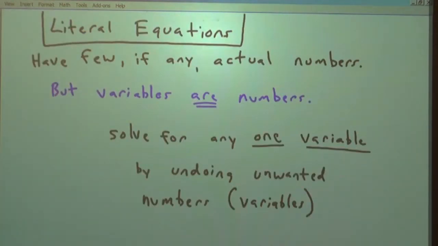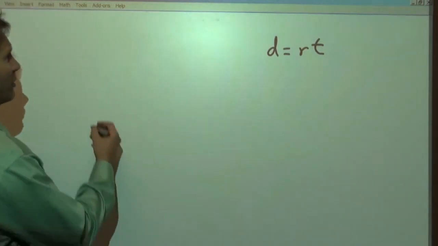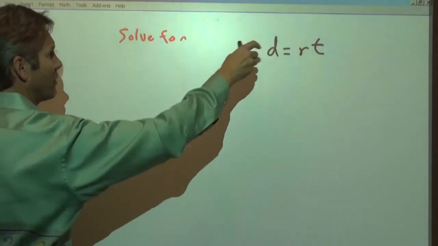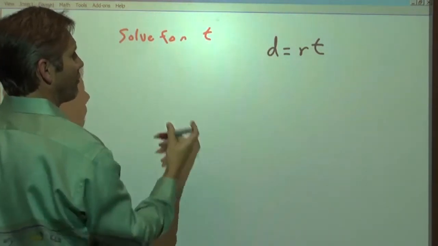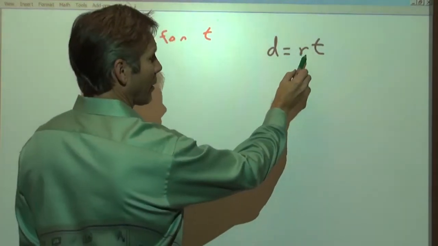So literal equations, they have few, if any, actual numbers, but variables are numbers. So when we solve for any one variable, we're just undoing unwanted numbers or variables by going reverse order of operations. So this guy here, what if we said solve for time, because that's distance equals rate times time. So solve for t. Okay, well, let's think that through. This number, r, it's a number.